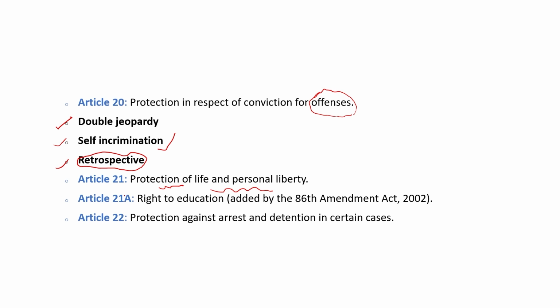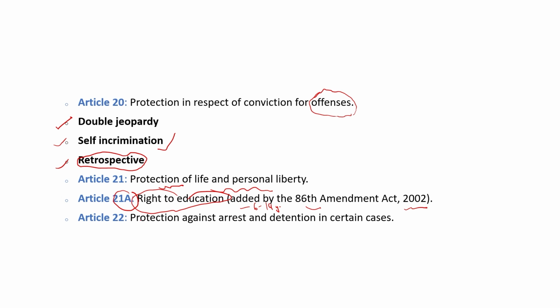There is also Article 21A, which was later added by the 86th Amendment Act 2002, which provides the right to education, or compulsory education, for children of at least 6 to 14 years. It provides the right to education for children aged 6 to 14 years. It was added by the 86th Amendment Act 2002.